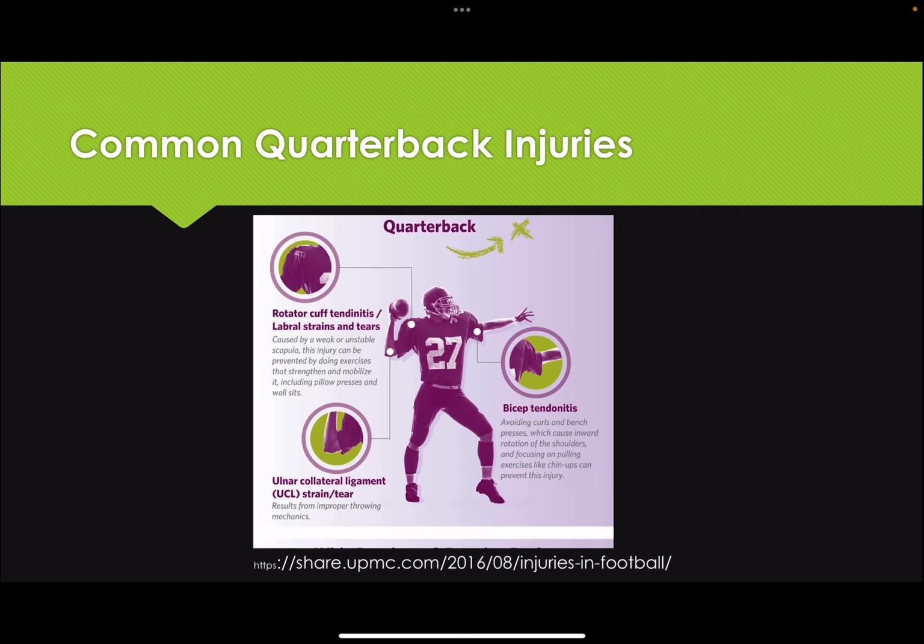All right, so some common quarterback injuries are going to be rotator cuff tendonitis, labrum strains, or a possible tear. You'll have a UCL strain or tear, or you can have bicep tendonitis.